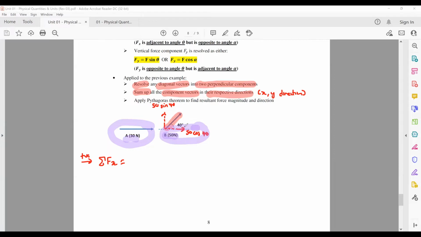So what you do is that this one would be 30 plus 50 cos 40, in turn giving you 68.3 Newton. And then you sum up the vertical components.